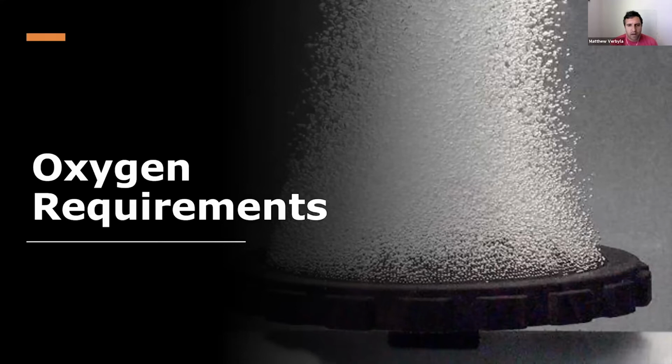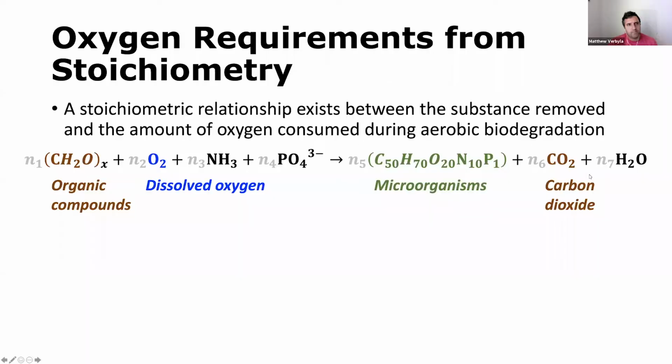All right, so conventional biological wastewater treatment processes require oxygen. And let's get into a little bit more detail about the specific oxygen requirements of these processes. So we can conceptualize oxygen demand for wastewater treatment based on this stoichiometric relationship that exists between the organic compounds that are being removed by the bacteria, the amount of oxygen the bacteria are consuming during aerobic biodegradation of this organic material.